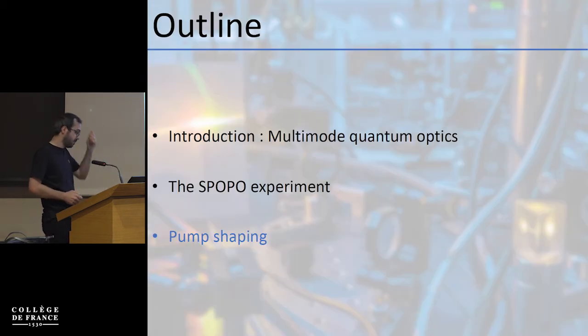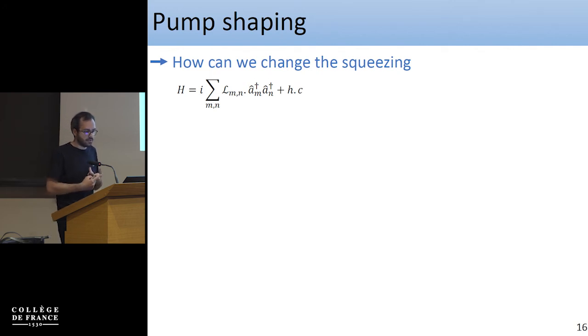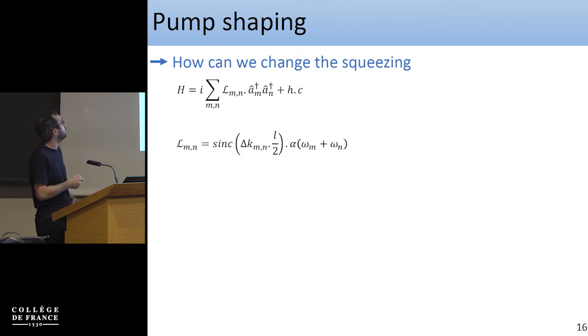So now I'm going to speak about pump shaping. What I showed you is that we have a superposition of squeezed states and multipartite entanglement at the output of the SPOPO, but there is no dynamic in our system. If we want to play with the output state, we have to change something in our system. So we have our Hamiltonian here, and the only thing we can change is the joint spectral distribution.